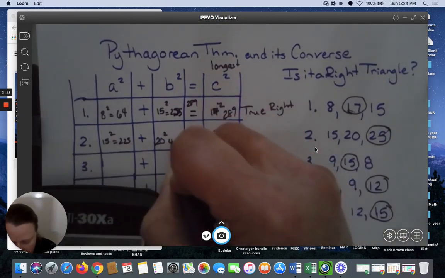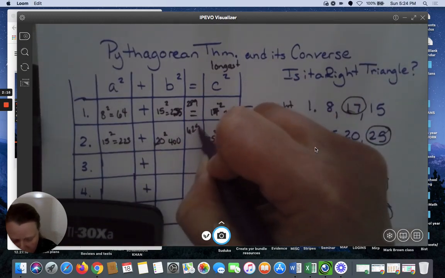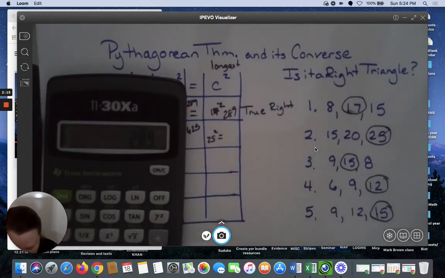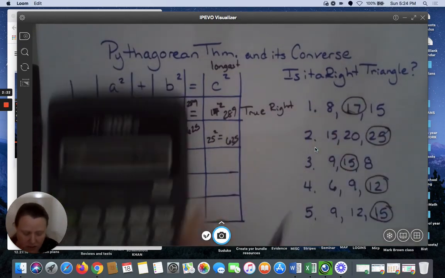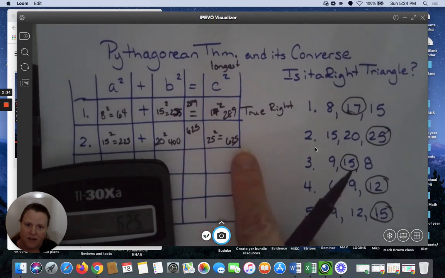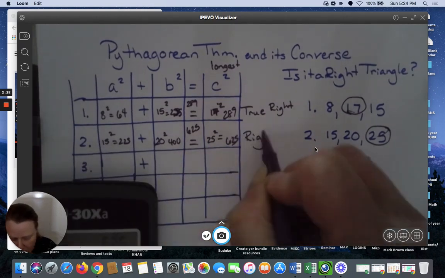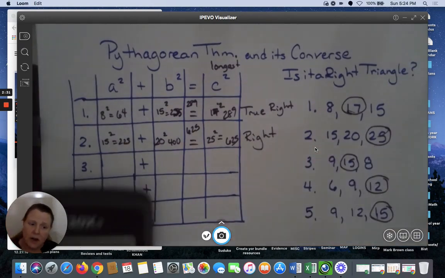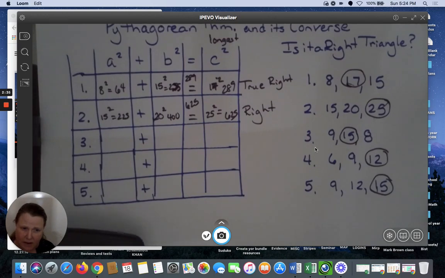20 times 20 is 400. And so when you add these two together, I get 625. And if I do 25 squared, we get 625 as well. And so again, I have 625 and 625. So those are equal. And so this one is considered a right triangle. So let's try a couple more and see if they're always going to work out that way or if maybe we find some that don't work out so nicely.